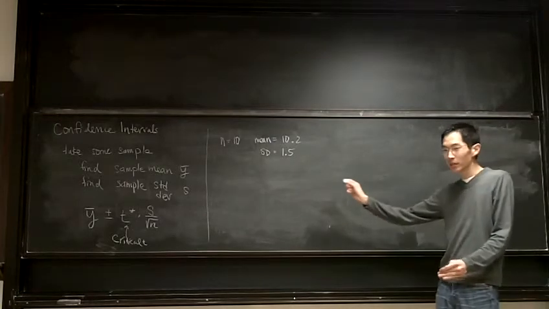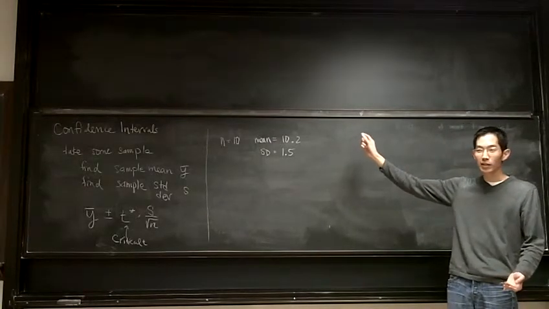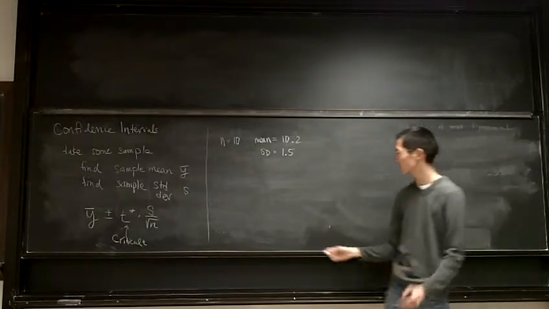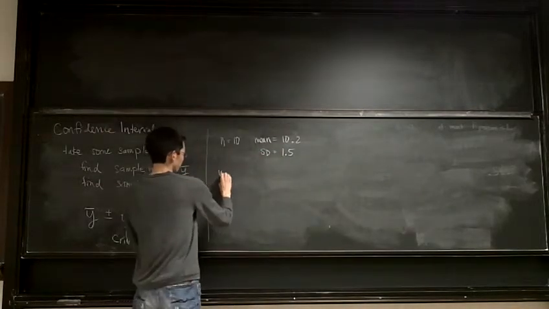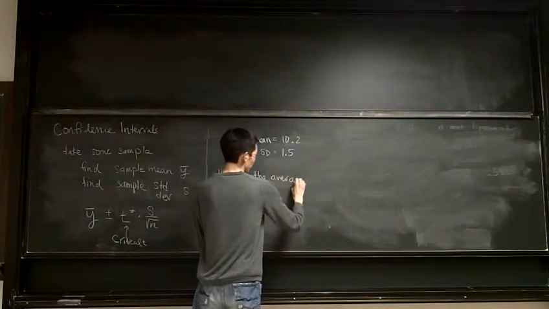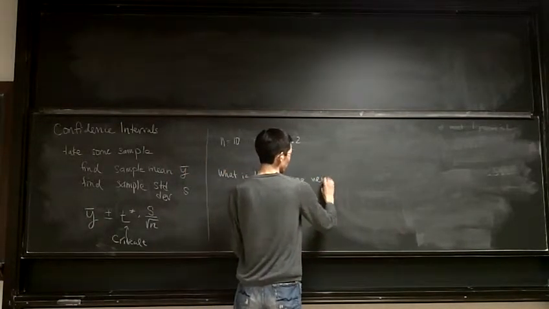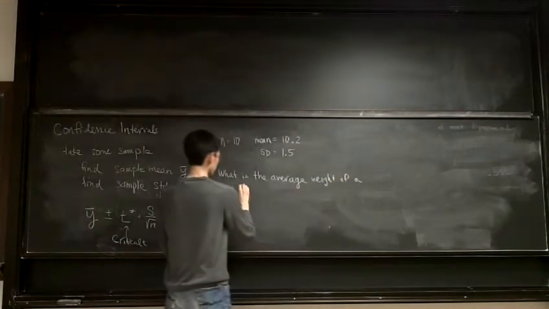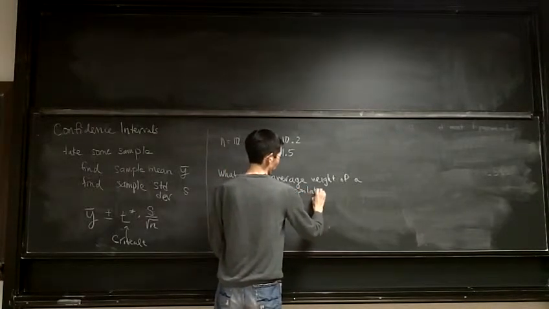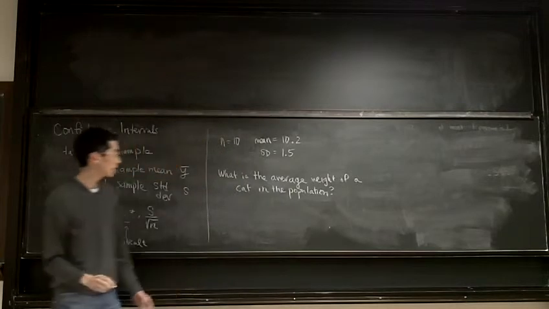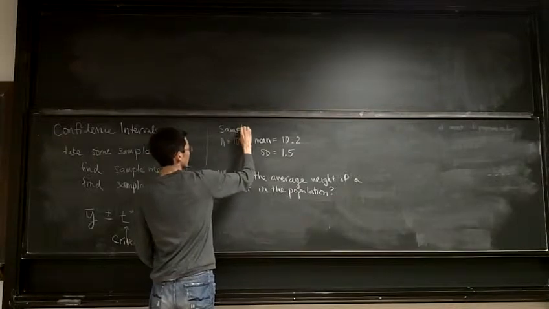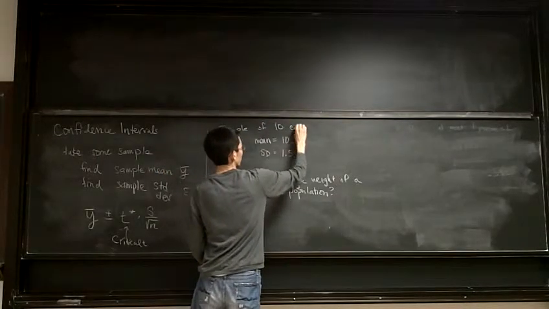So what can we say based on this? Can we say something about the population, the total population of cats? What is the average weight of a cat in the population? This is our sample of 10 cats.